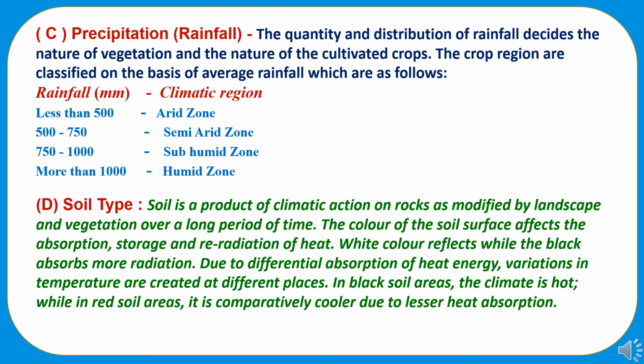Fourth factor is soil type. Soil is a product of climatic action on the rocks, modified by landscape and vegetation over a long period of time. The color of the soil surface affects the absorption, storage and re-radiation of heat. White color reflects while the black absorbs more radiation. Due to differential absorption of heat energy, variations in temperature are created at different places. In black soil areas, the climate is hot, while in red soil areas it is comparatively cooler due to lesser heat absorption.